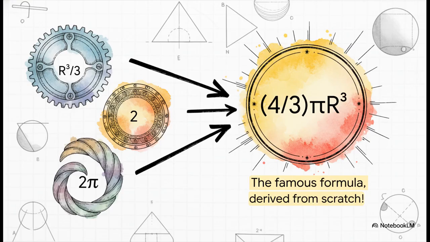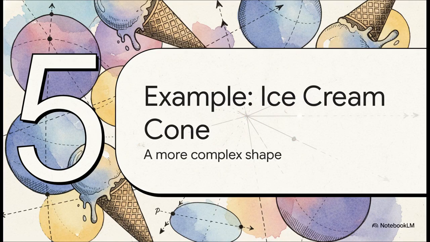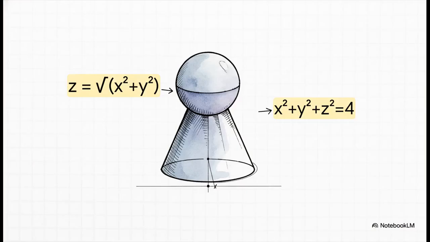So cool. Feeling confident? Awesome. Let's kick it up just a notch with another classic problem, the ice cream cone. This is where you can really see how powerful spherical coordinates can be. So here's the problem. We need the volume of a region that's got a sphere for a top and a cone for a bottom. Let me tell you, trying to do this with X, Y, and Z would be an absolute mess. But with our new toolkit, it's totally manageable.